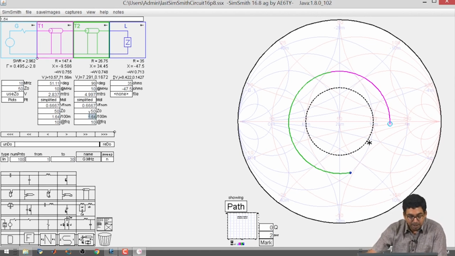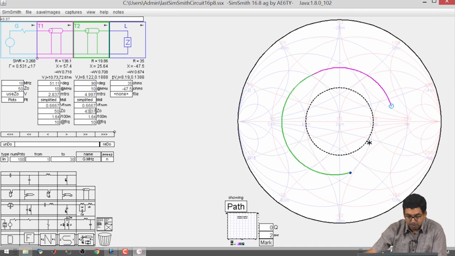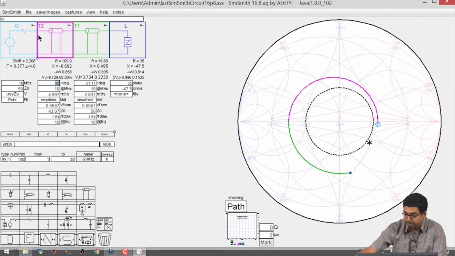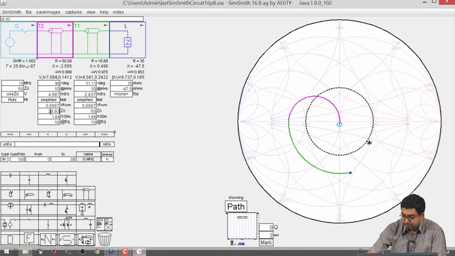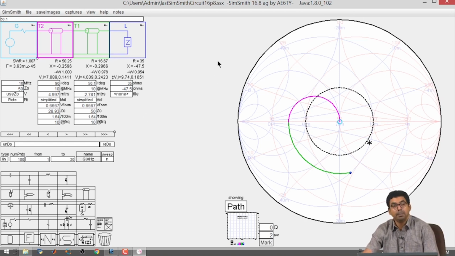And then I will manipulate the characteristic impedance. Oops, I am in the wrong path. No, this has to be in this way. Okay. I will make it 90 degrees and then I will keep adjusting this. It is possible to match.